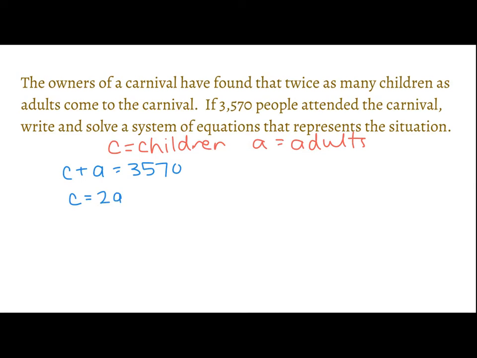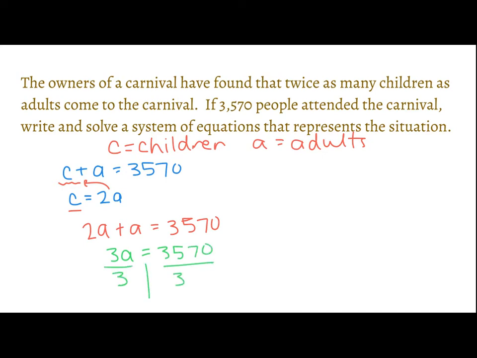So now we're going to use substitution to determine how many children and how many adults came. Since we've already solved for one of our variables, we want to make sure that we use that one. It's the easiest way to go. So now we're going to replace this C up here with our 2A. So we'd have 2A plus A equals 3,570. Then that would be 3A equals 3,570. Divide both sides by 3 and we get A equals 1,250, and that, remember, stands for adults.